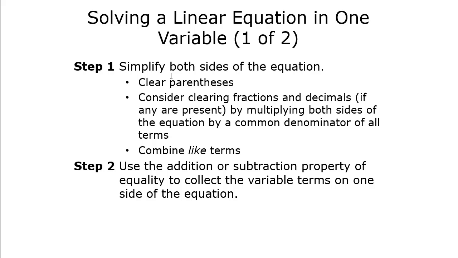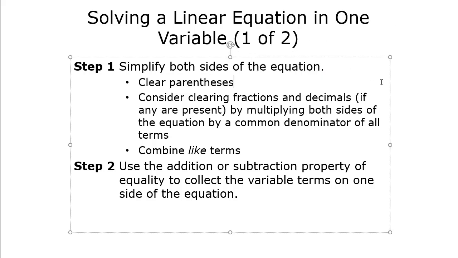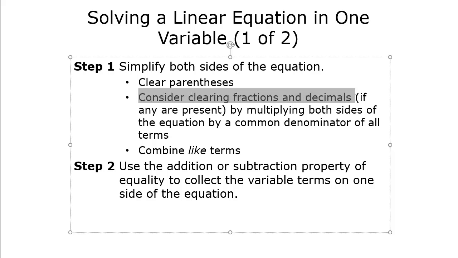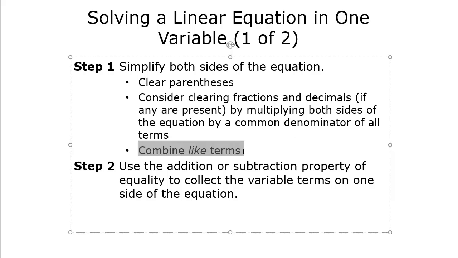Step 1, simplifying both sides, usually means clearing things. You want to clear parentheses, or what I call grouping objects, because later on we'll learn there are 2 other grouping objects to worry about. Then you want to consider clearing fractions and decimals if they are there. Again, if you're comfortable working with those things, you don't have to do that. Then you combine like terms on each side of the equation. That's why this says both sides of the equation.